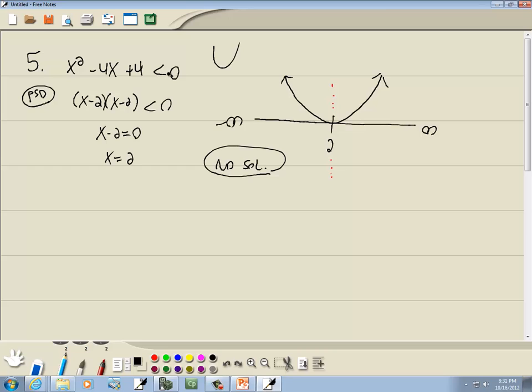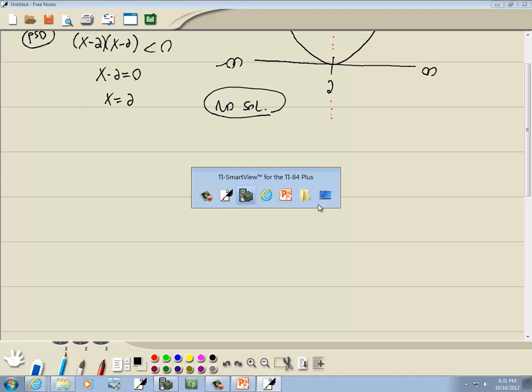Now, if it had been a less than or equal to, it would be where it touches the x-axis, and we would have one answer. We'd have x equals 2. So again, keep your eye out for the oddball cases. Sometimes it's no solution, empty set. Sometimes it's everything, because it's asking you where the graph is below the x-axis, and maybe it's below the x-axis everywhere.